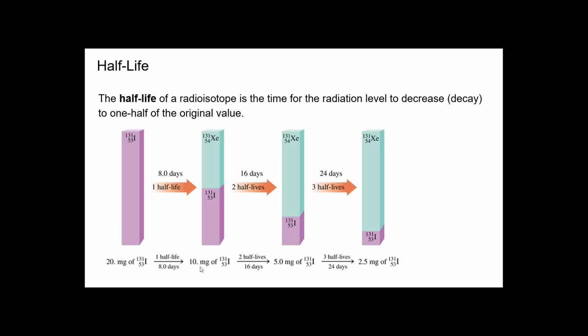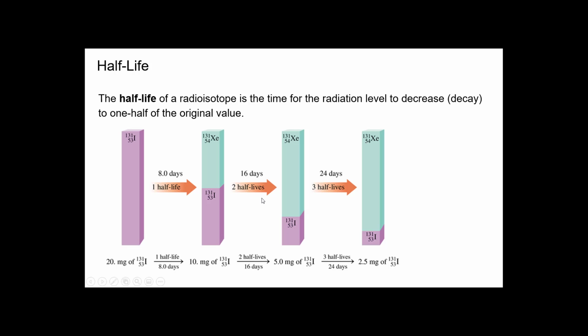Now, we want to do a second half-life. So we take this 10 and it's now cut in half again. That's 16 days. It's taken 16 days. That's 2 half-lives because 8 days here and another 8 days here. And now we are at 5 milligrams after 2 half-lives.